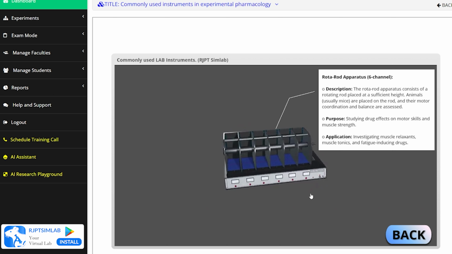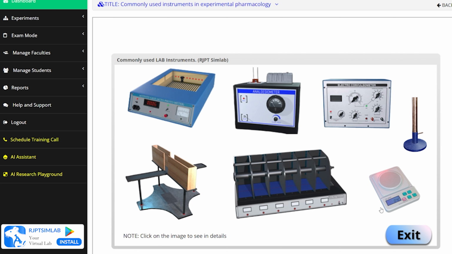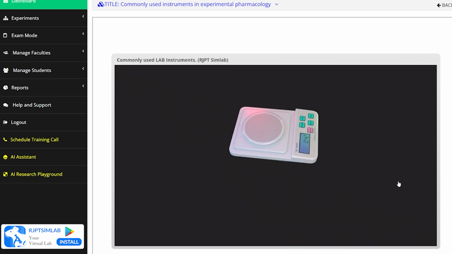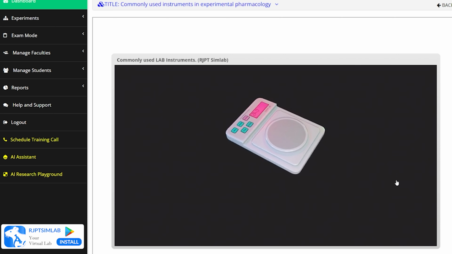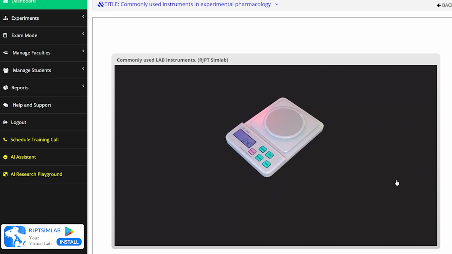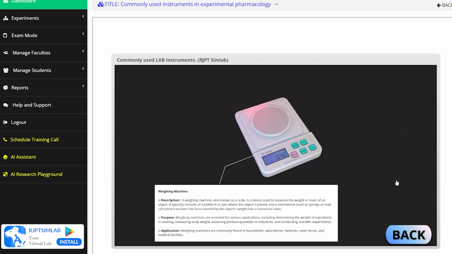The application of this instrument is investigating muscle relaxants, muscle tonics, and fatigue inducing drugs. Now let's move on to our seventh instrument, which is the weighing balance. The weighing balance is an instrument used to measure the weight or the mass of an object, or we can say we use it to weigh animals.